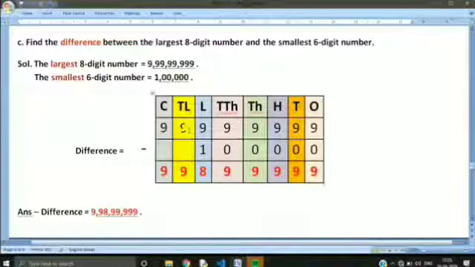10 lakh column, 9 is alone, so copy as it is. In crore column, 9 is alone, copy as it is. So this way we will be getting our difference as 9 crore 98 lakh 99,999. So this is our final difference.